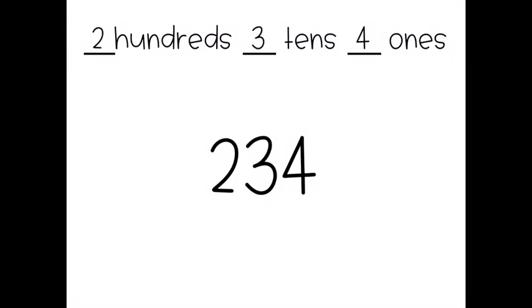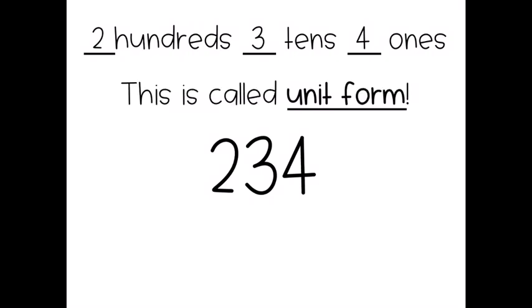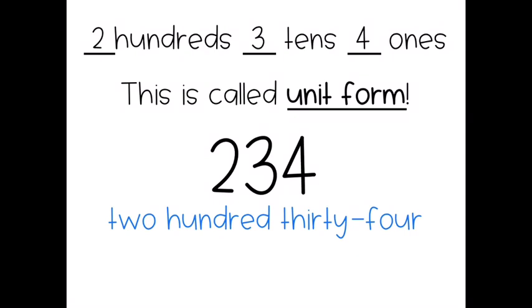So now take a look at it. We've got 2 hundreds, 3 tens, and 4 ones. This is what we call unit form. When you break your number, your standard number of 234, into its unit forms, you're telling me how many hundreds you have in that number, how many tens you have in that number, and how many ones you have in that number. Is there another way that we could show this number? That's right. Sometimes we're going to see it look like this.